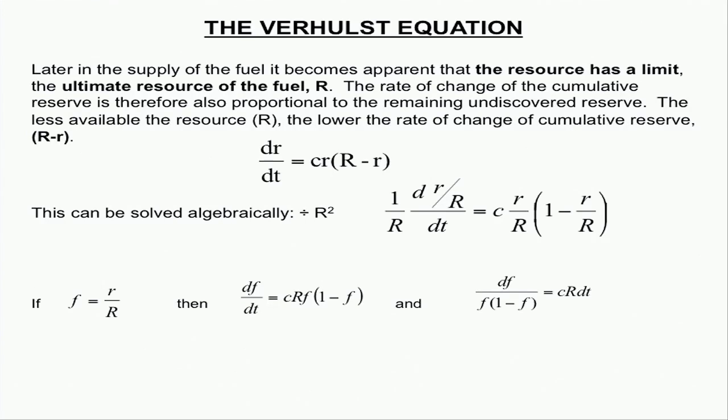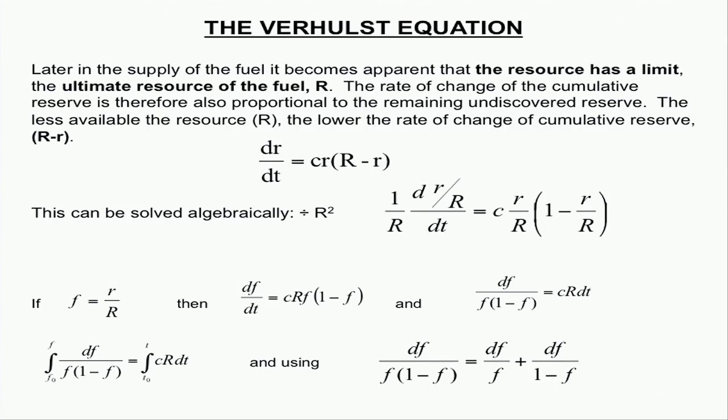Let's rearrange that. And remember, we want to integrate over time from some start time, t0, where we've got all these estimates, to some time in the future, where we're going to say, well, how long is it going to take to, for example, use up 90% of our fossil fuel, or 80%? Let's use that separation: df over f(1 minus f) equals df over f plus df over (1 minus f).